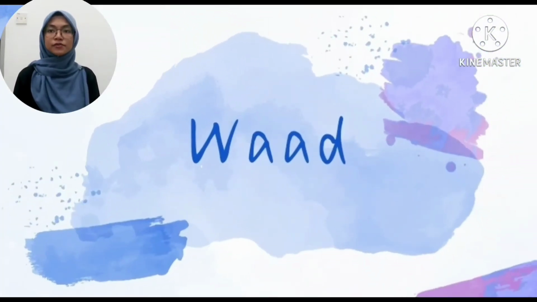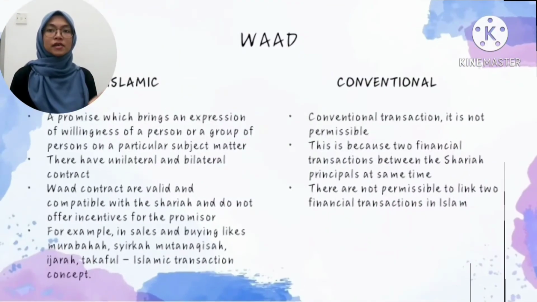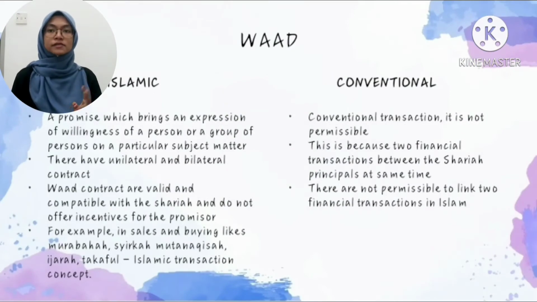Secondly, is the instrument wa'ad. For Islamic, wa'ad are the two parties performing two unilateral promises on the same subject. Wa'ad contract, although valid and follows the Sharia, does not offer the initiative for the promises and can complete. For the conventional, among all the Sharia principle, it is not permissible to link to a financial transaction in a swap contract, which has two link operations that can take place.